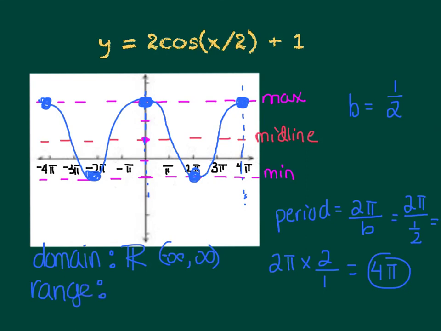My range, though, is going to be bounded. And the nice thing here is we've already sort of drawn it in. We have our minimum down here at -1, so I know we start at -1. And then we have our maximum up here at +3. So I know that 3 is the top.